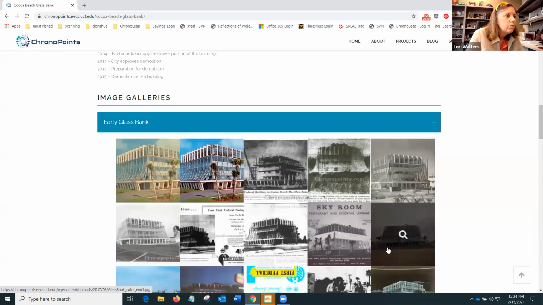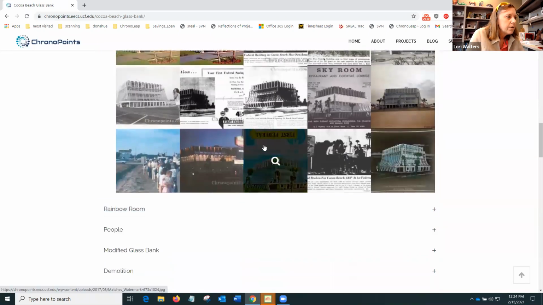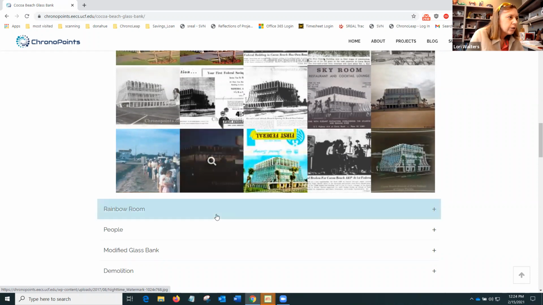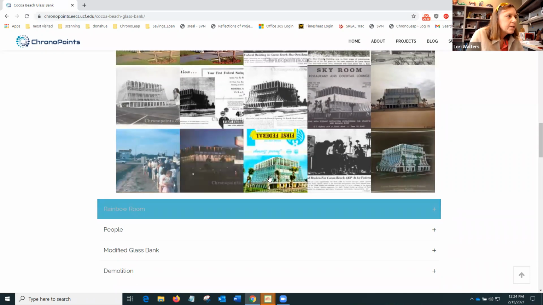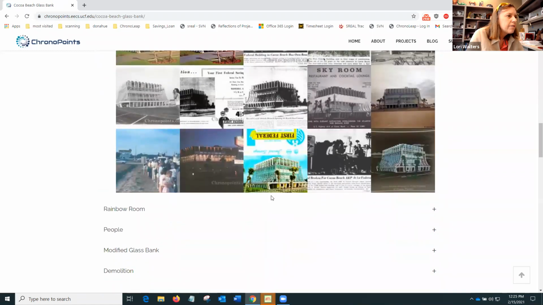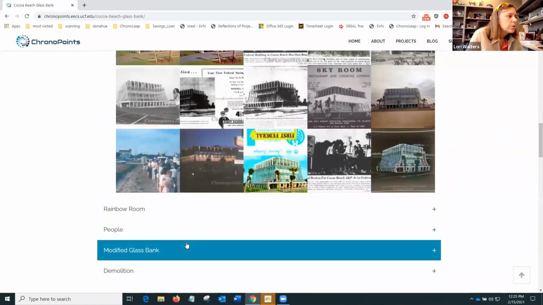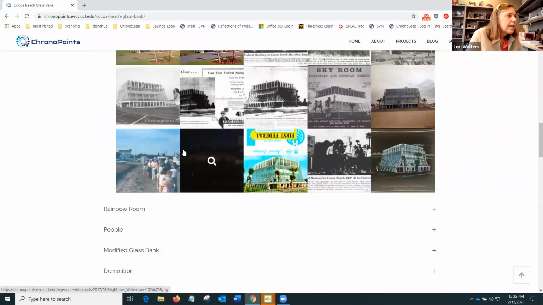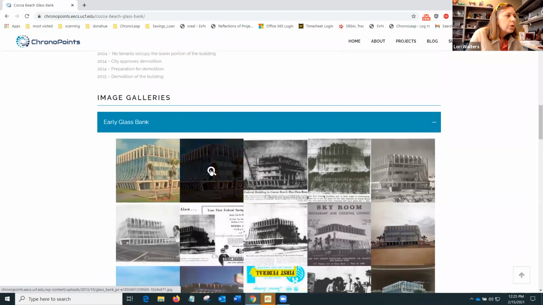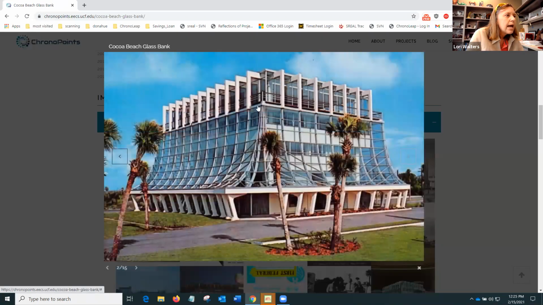So it gives you an idea of what it looked like. And we've got some stuff here on how it was constructed. Now, later, in 1965, the glass bank actually was modified a little bit. They moved out the walls on the top floor here. So let me use this one here. And they actually got rid of this nice walkway.